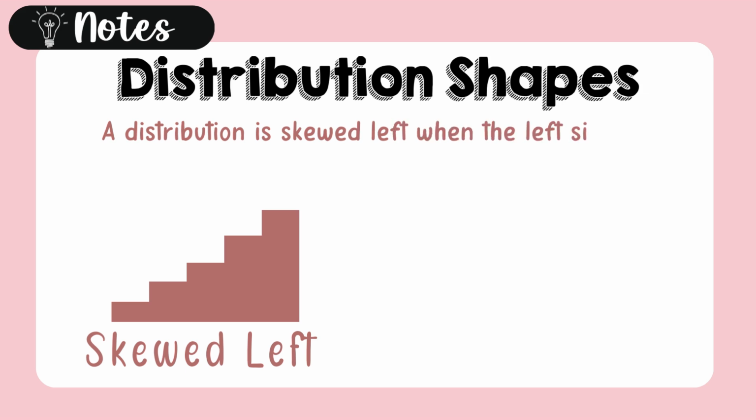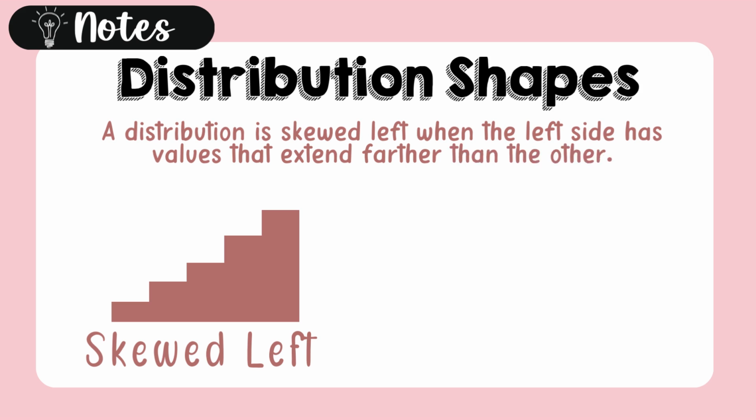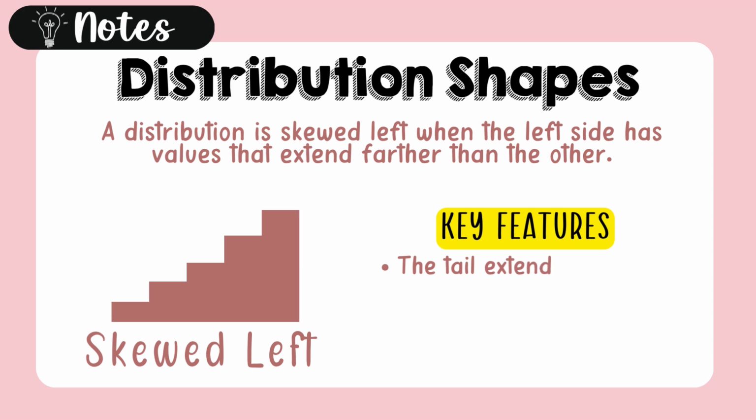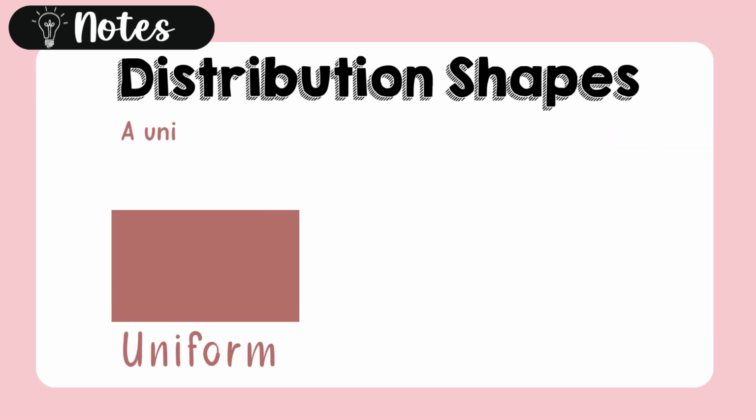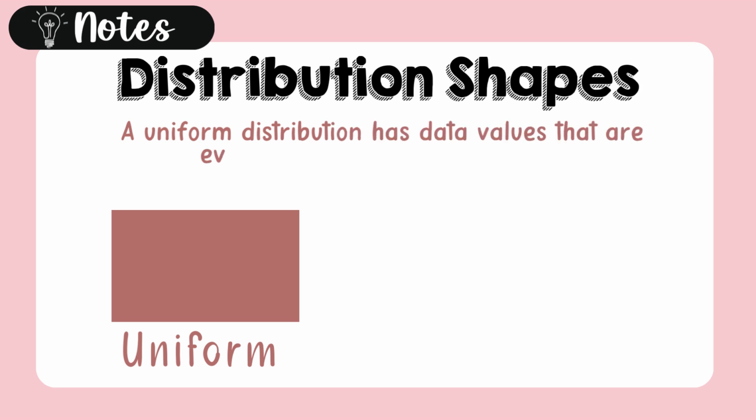A distribution is skewed left when the left side has values that extend farther than the other. Some key features are that the tail extends to the left and that the mean is less than the median. This one is called uniform, and a distribution is uniform when it has data values that are evenly spread across the range.